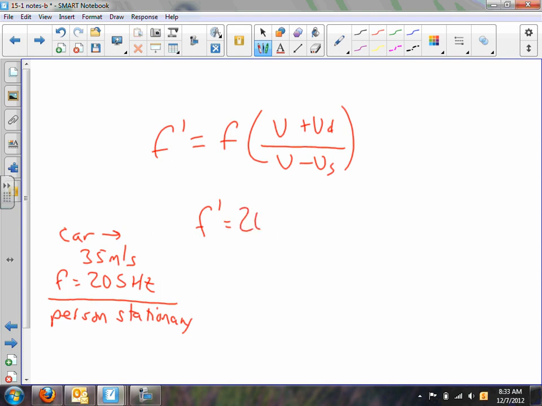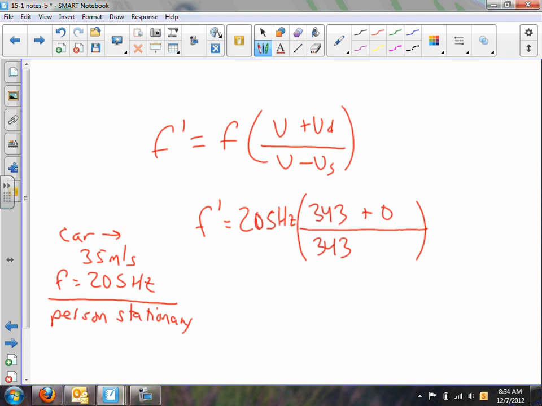Well, the original frequency was 205 hertz. We're going to assume 20 degrees Celsius, so your speed of sound is 343. What's the velocity of the detector? Well, the detector is the person, and they are stationary. So this is a 0 there.